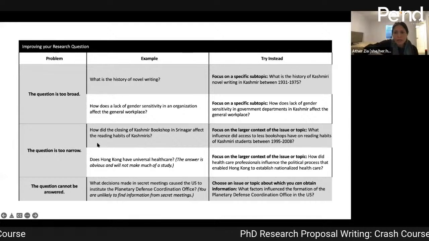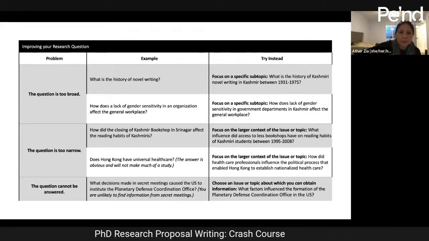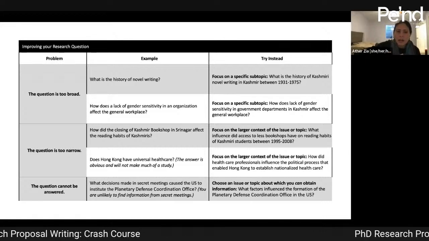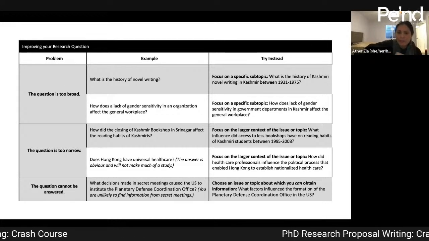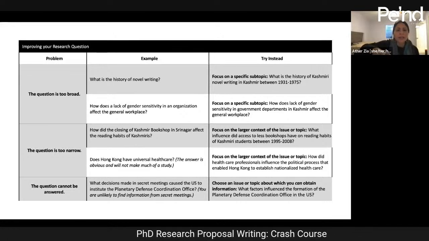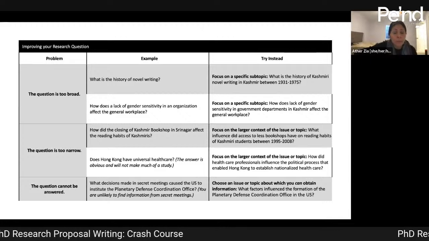So now we try to do some of the things that we did with the other ones, but this is how to improve your research question. It might seem a little repetitive, but it's not. I promise you, this is doing something different, where we are taking a question that's too broad, where we're giving an overview.